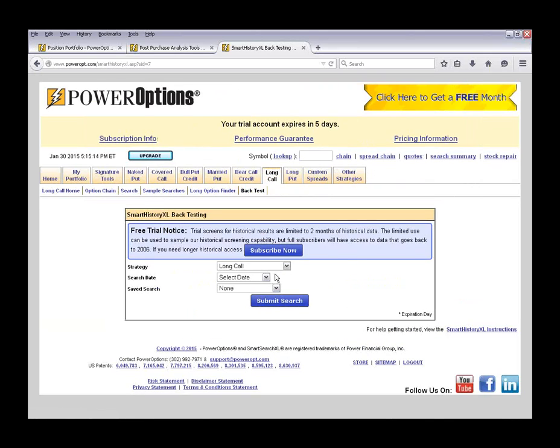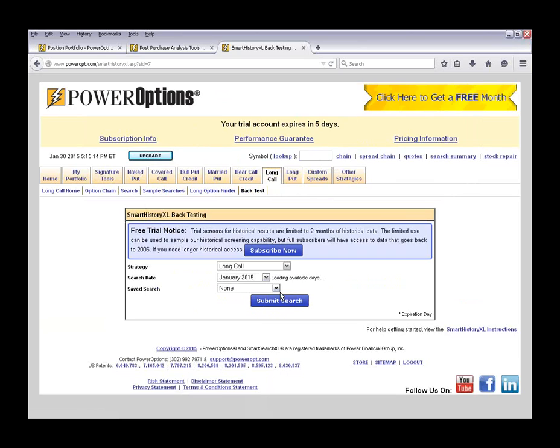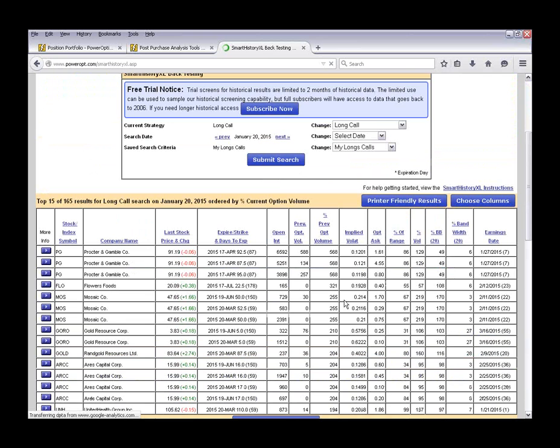I'm going to go into the Smart Search, and let me go ahead and do a long call screen. We're going to go back to January 20th as we did before. I don't have a weekly screen, so let me just check this My Long Calls and submit the search. These are for options that are further out in time, but we're going to make a change on the fly to this historical screen. Now it takes a little time because it's processing the historical data from the close of day today. So it's going to run our results here in just a second.